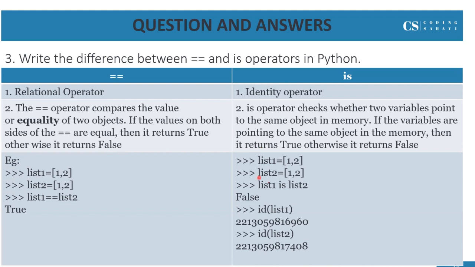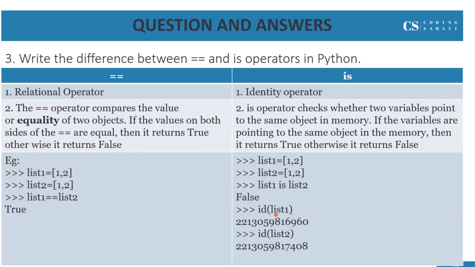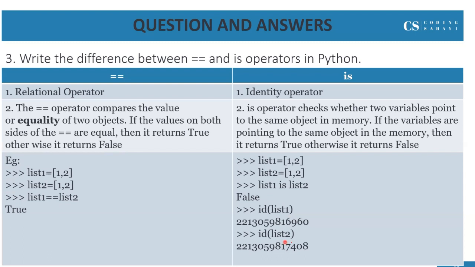Now the same example I am taking with the is operator. list1 is [1, 2], list2 is [1, 2], and I am writing list1 is list2. It gives false. So why is it returning false? Here, see the id of list1; an object's memory address is returned by the id function. So the id of list1, that means the id of the first values 1 and 2, is this one, 2213059816960. At the same time, the id of list2 is different. See, both the memory addresses are different.